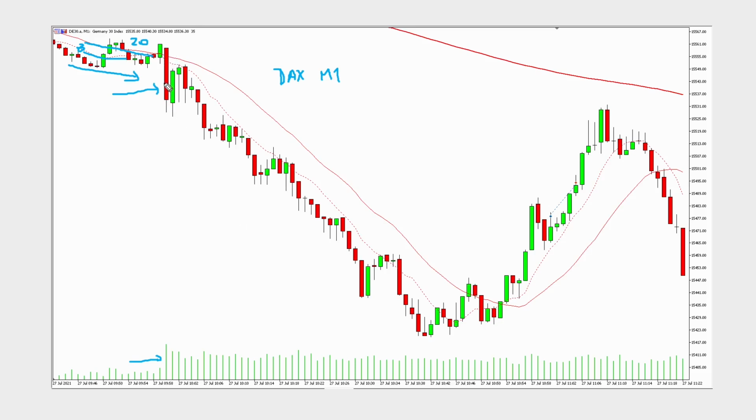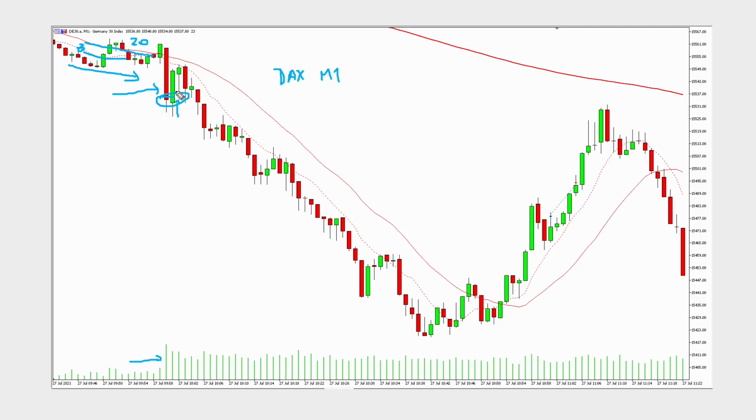But this big red candle was followed by a strong green candle, and then another green candle that left a big wick at the bottom. So this is not my favorite scenario to trade. There was a lot of rejection here at this zone. So where would I take my trade going short?